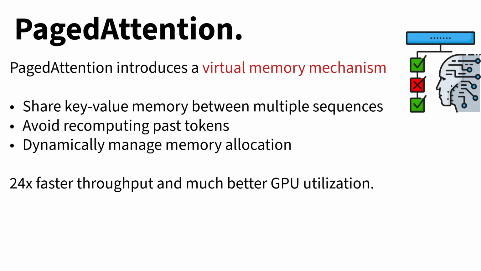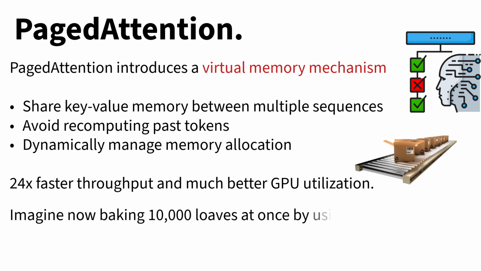Now, here comes the game changer: paged attention. It is like a smarter filing cabinet. Instead of pulling out every file every time, it keeps the frequently used pages ready and organized. Paged attention introduces a virtual memory mechanism, allowing the system to share key value memory between multiple sequences, avoid recomputing past tokens, and dynamically manage memory allocation. This leads to up to 24x faster throughput and much better GPU utilization. Imagine now baking 10,000 loaves at once, but by using a massive conveyor belt. That's paged attention in action.